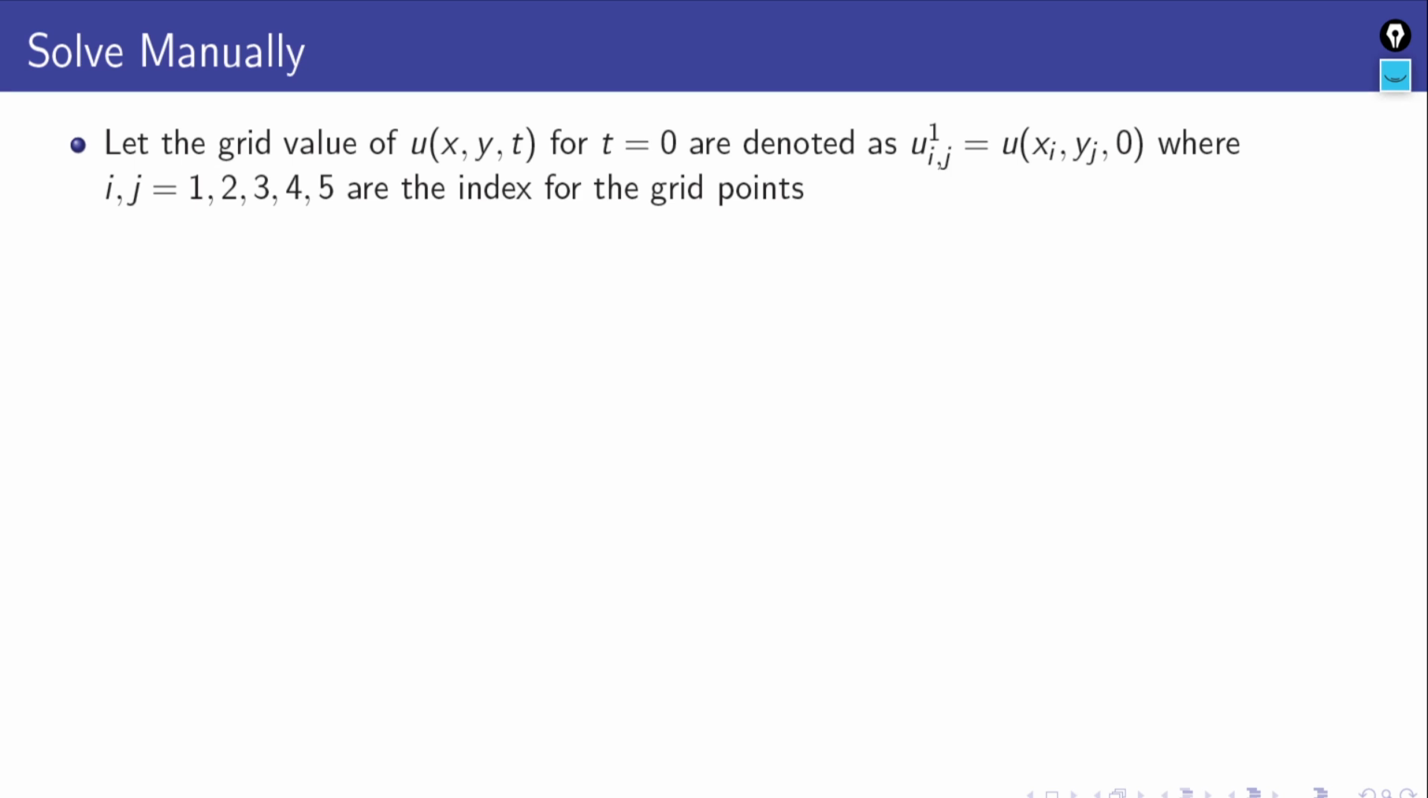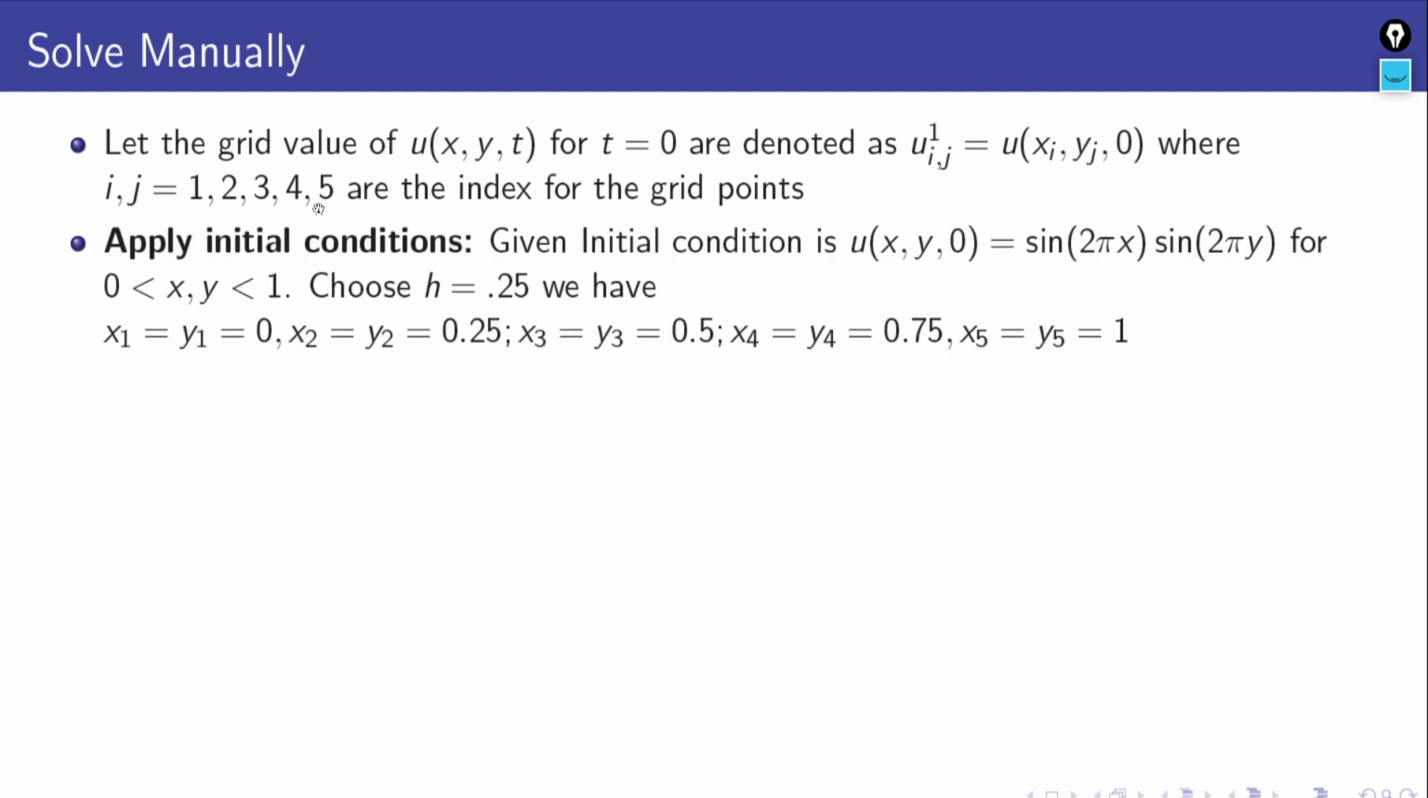Every step has been explained one by one. So first we have the grid values of u(x, y, t) for t equal to 0. We denote the symbol u1ij, where 1 is used for when t is 0, equal to u(xi, yj) at t = 0, where i and j will vary from 1, 2, 3, 4, 5.